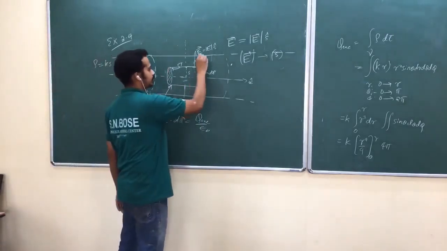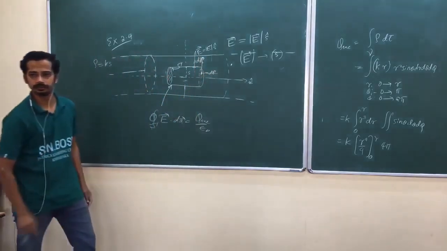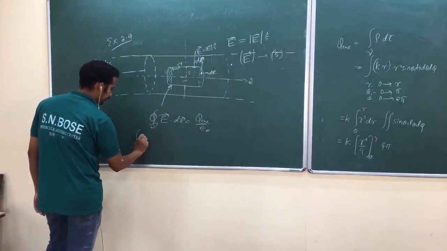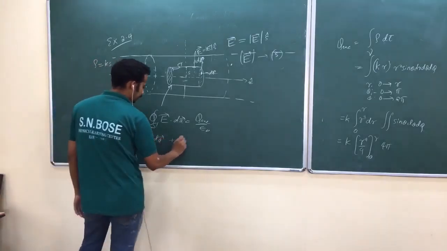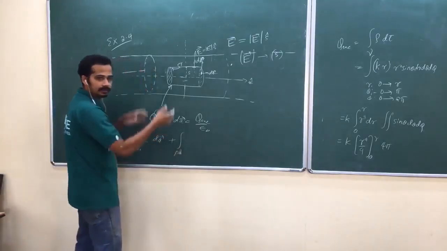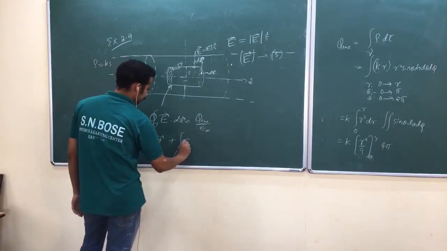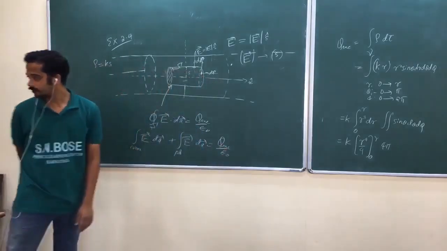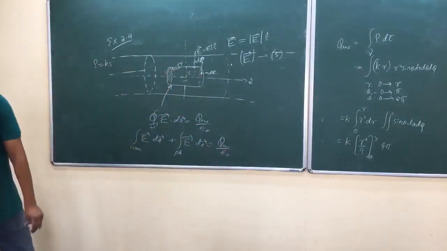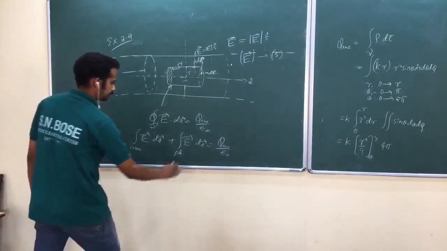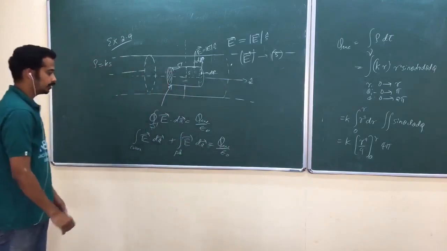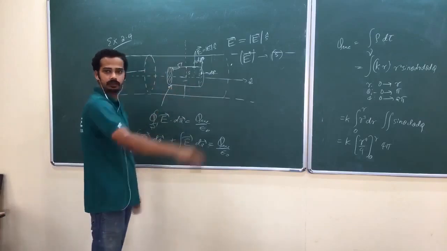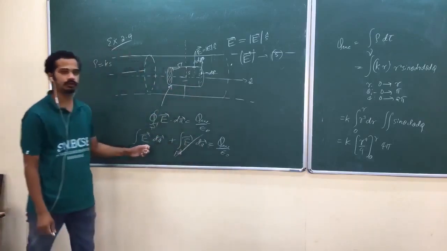Why? The electric field is like this, and your area vector will be perpendicular. So I can write this as the curved surface integral of E bar dot dA bar plus the planar end surface integral of E bar dot dA bar, and that equals Q enclosed by epsilon naught. Is that okay? Now look here, this is 0. Why? There will be no flux through that planar surface because the electric field is perpendicular to the area vector. This is 0. You have to do only this one.